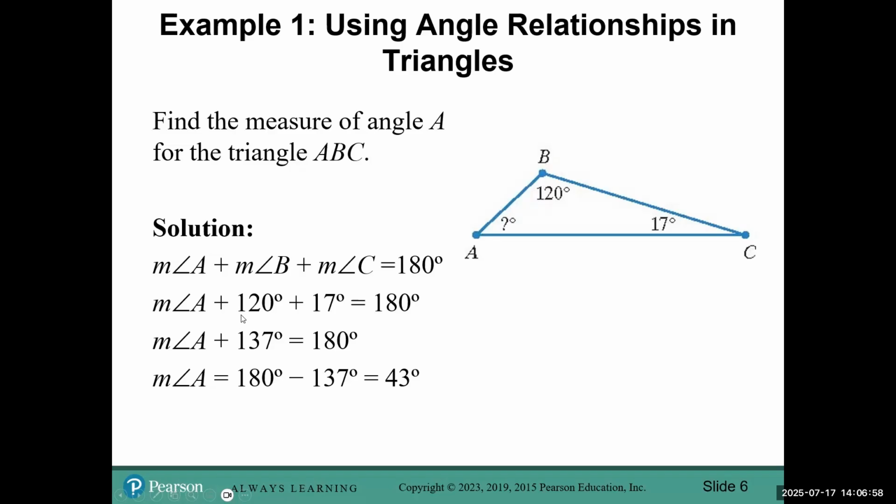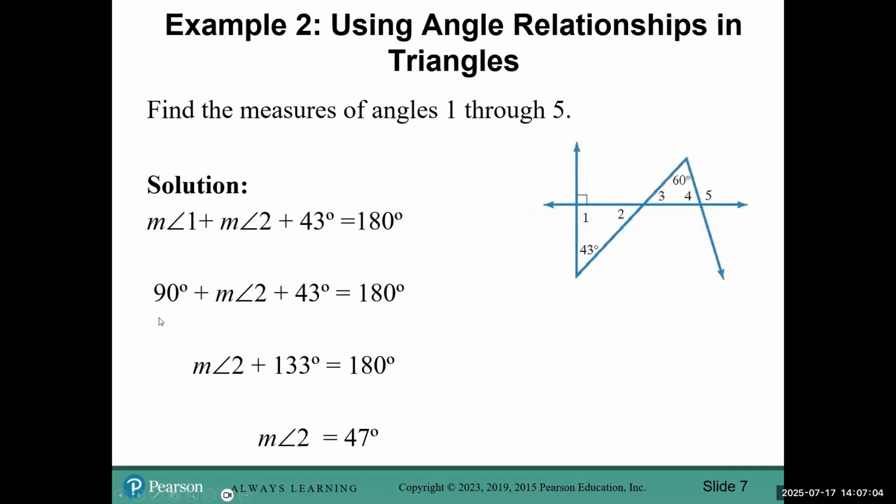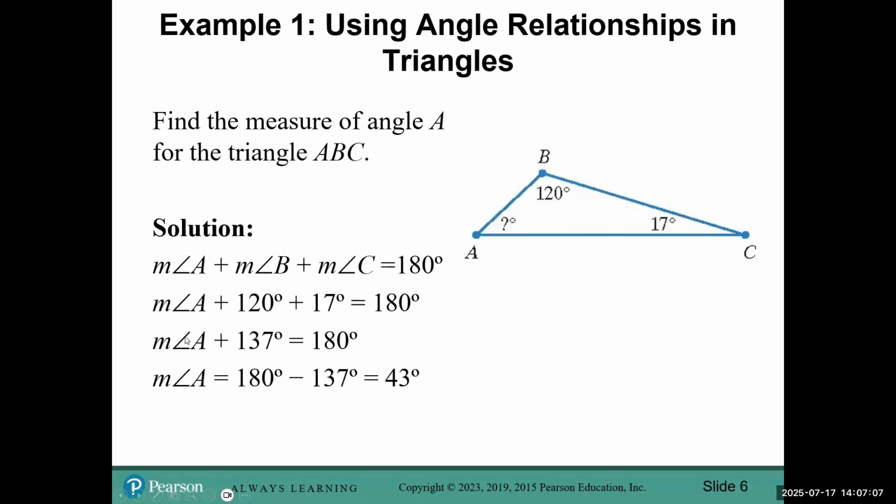In my next step, then, I can simplify this side. So I'm going to add 120 to 17 and rewrite that. And so I get measure of angle A plus 137 degrees equals 180 degrees. And now what I can do is subtract 137 from the left side, subtract 137 from the right side, which gives me 180 minus 137. And now I have the measure of angle A, 43 degrees.